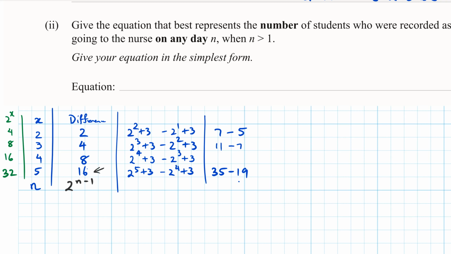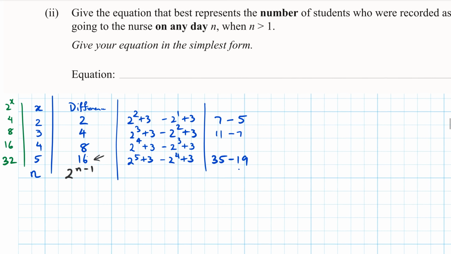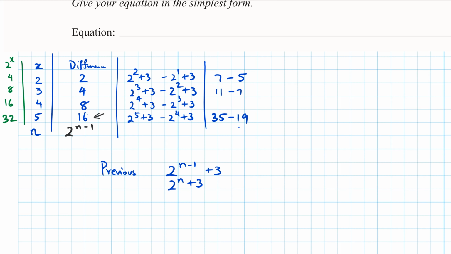So that's actually one way of getting this equation. The second is doing it algebraically. So algebraically, whatever the previous day's number is, you can say it'll be 2 to the power of n minus 1 plus 3. And then on the day after that, the day following that previous day, you're going to have 2 to the power of n plus 3, which is what we have. So we're now looking for a difference between the two of them.